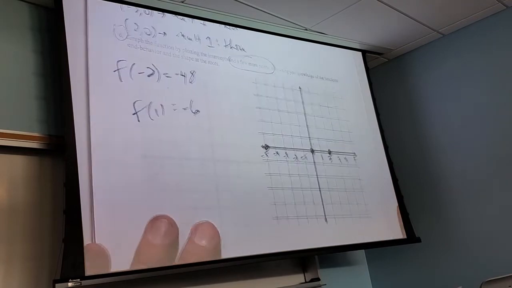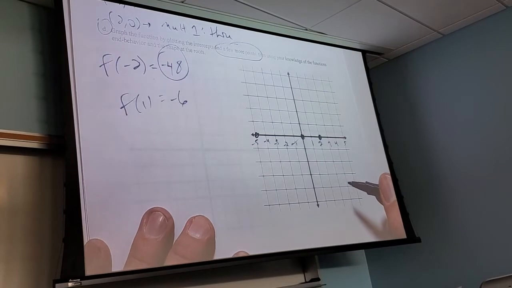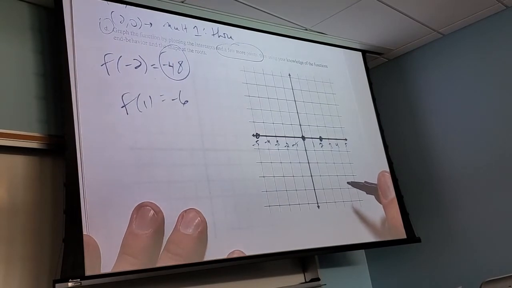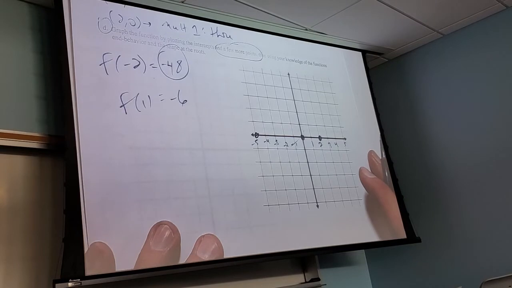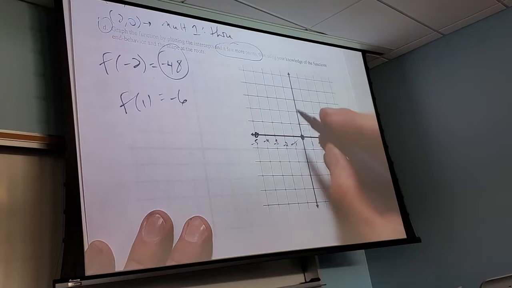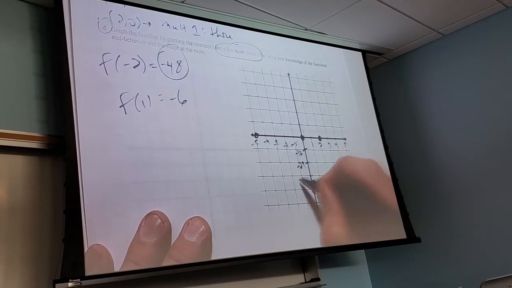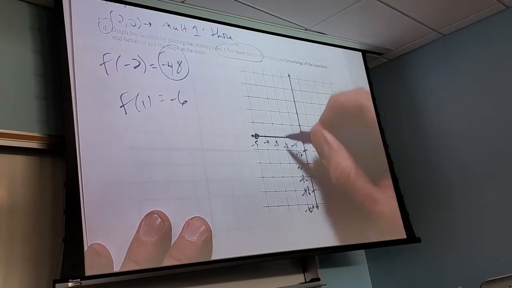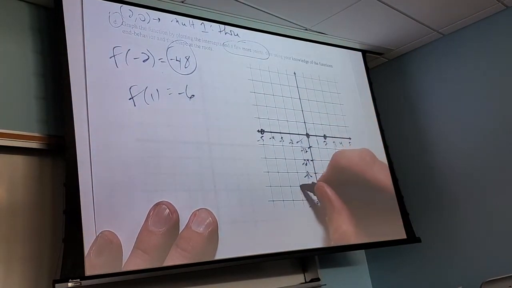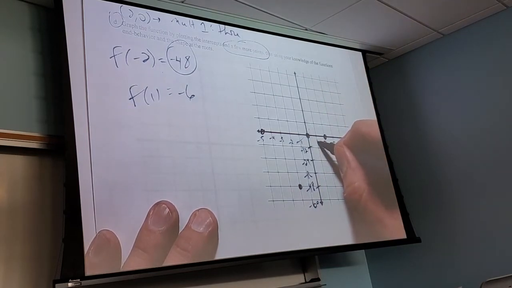So what's a good y scale to use then, considering I need to be able to go down to 48? 6 is not quite, because I need like 8 tick marks to get to 48. 12 sounds promising. And again, you don't have to use 12. You just have to make sure that you can get to 48. So if I use 12, -12, -24, -36, -48, -60. I made it to -48, right? So f of -2 is -48, and f of 1 is -6. And that's going to be halfway right there.